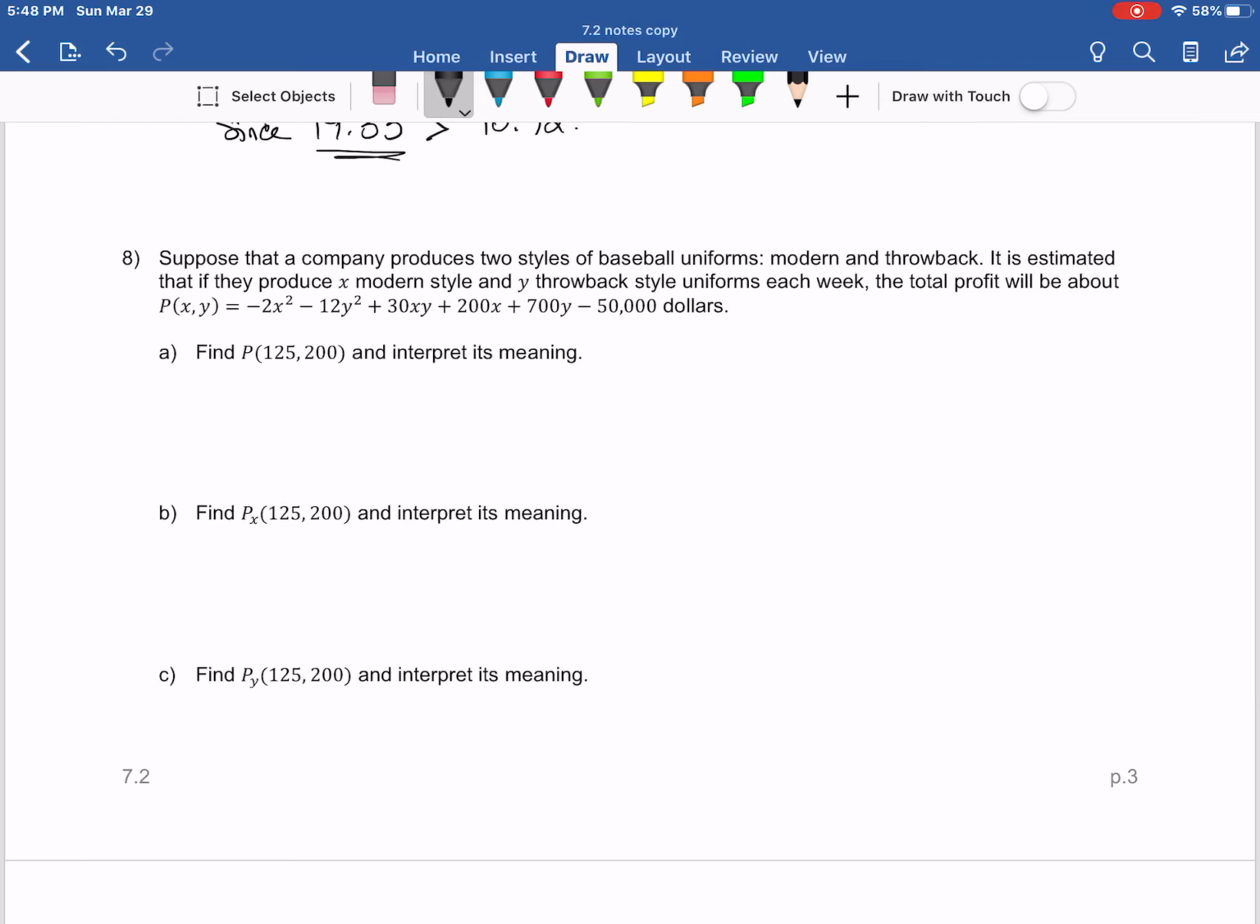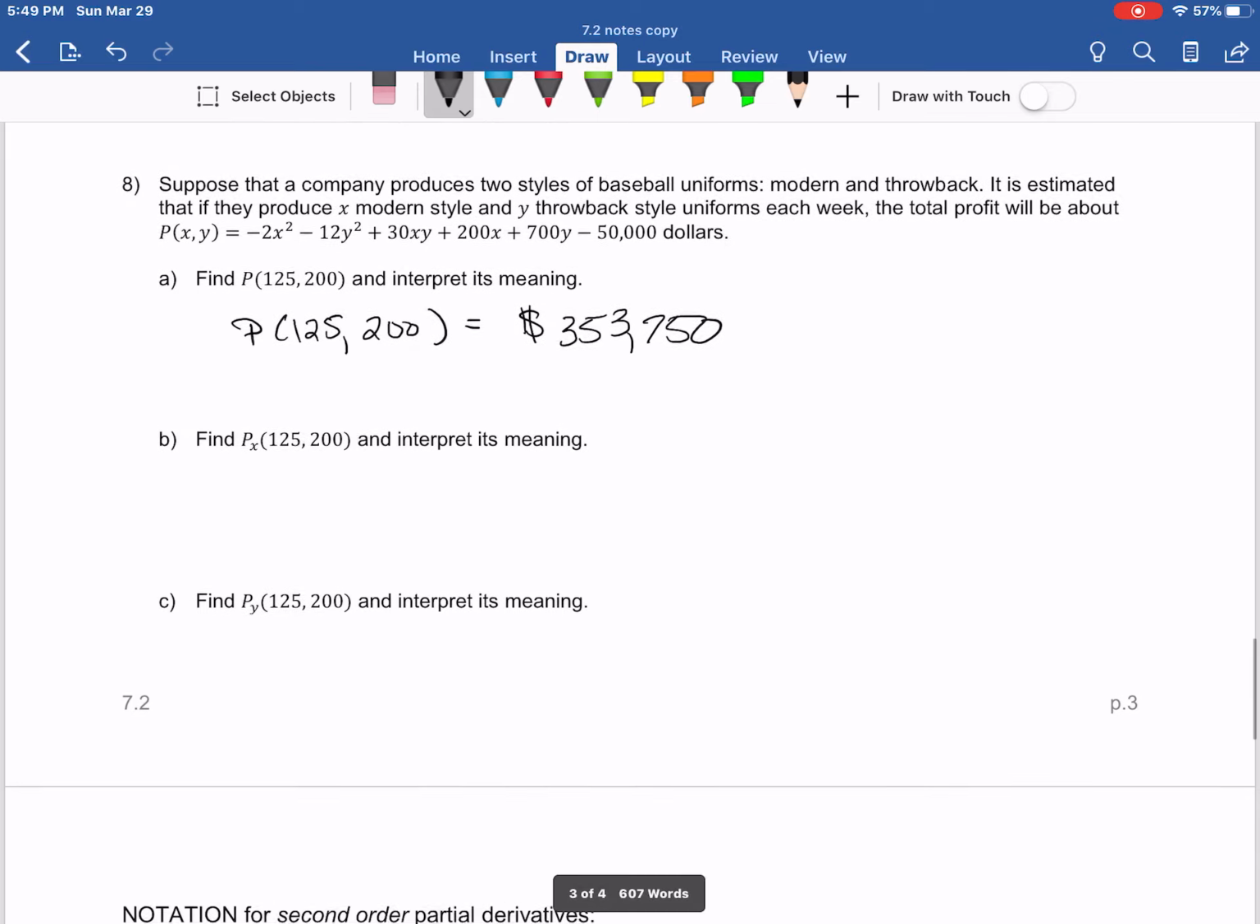Okay, let's check out number 8 and then we'll take a break. Suppose that a company produces 2 styles of baseball uniforms. We've got the modern, we've got the throwback. It's estimated that if they produce X modern styles and Y throwback styles, those are both quantities, the total profit is given there for you in terms of dollars. Find P of 125, 200, interpret its meaning. No surprise here, you're just going to substitute the value 125 in for X, the value 200 in for Y, and if you want to take a minute to check this out, you should get $353,750.